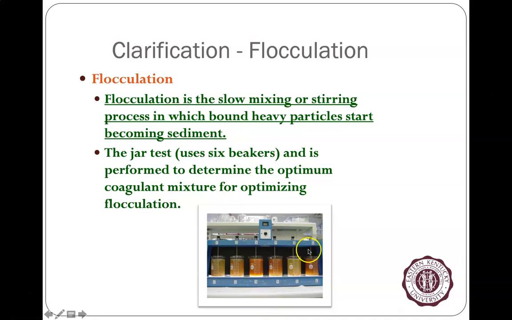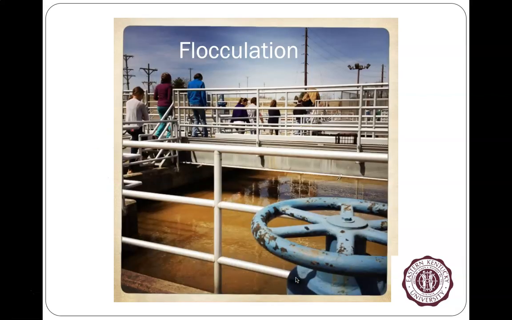Water plants all have a bunch of jars with little paddle wheels inside them, where they can add different chemicals to optimize their process. The optimization is which set of chemicals will make the most amount of flock with the least amount of chemical. You want to be efficient in your process.